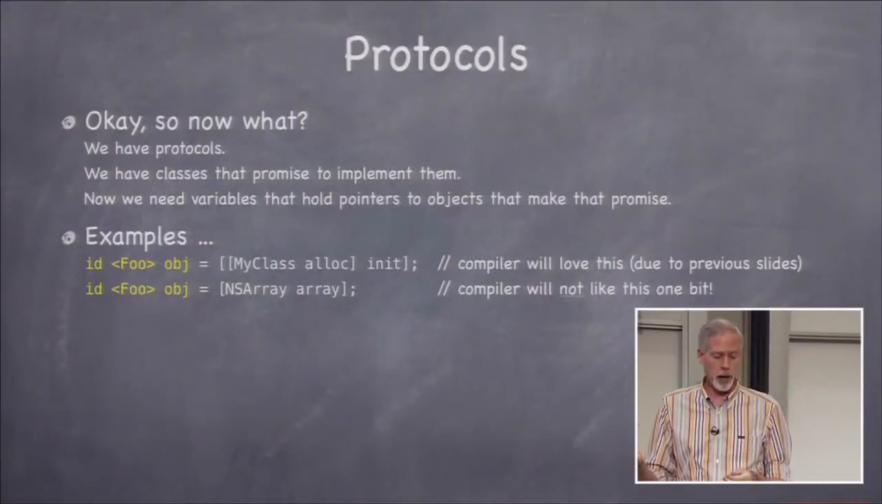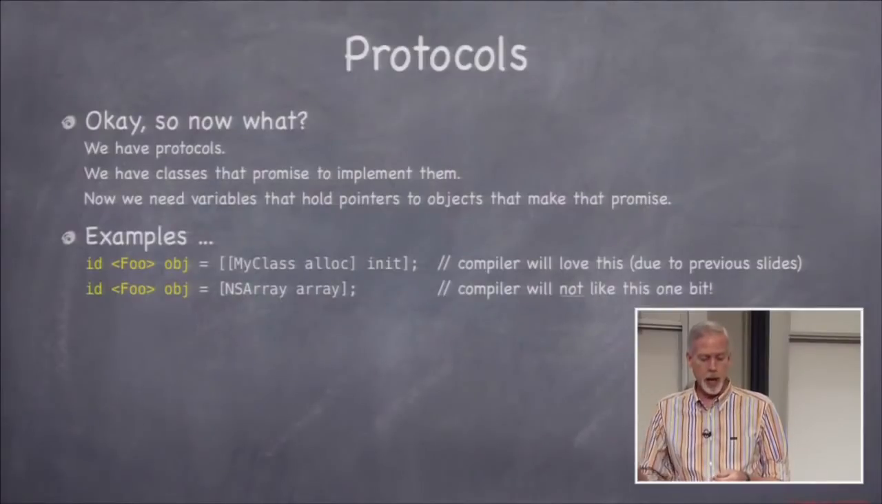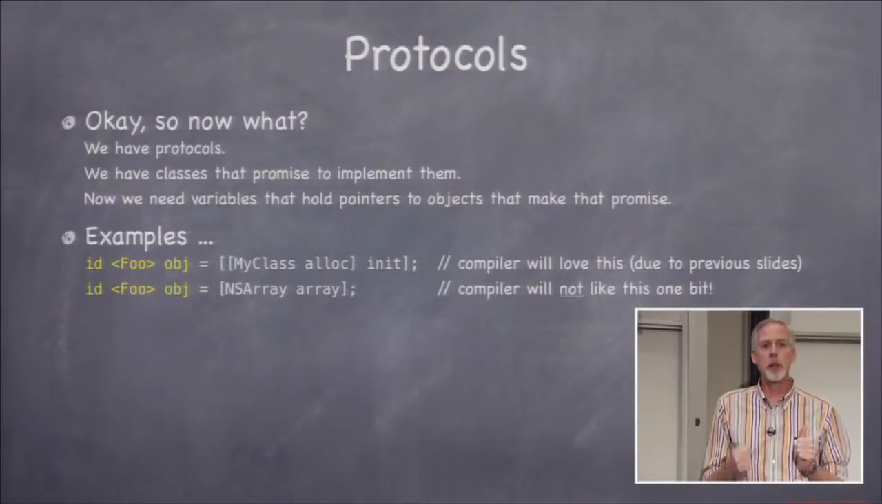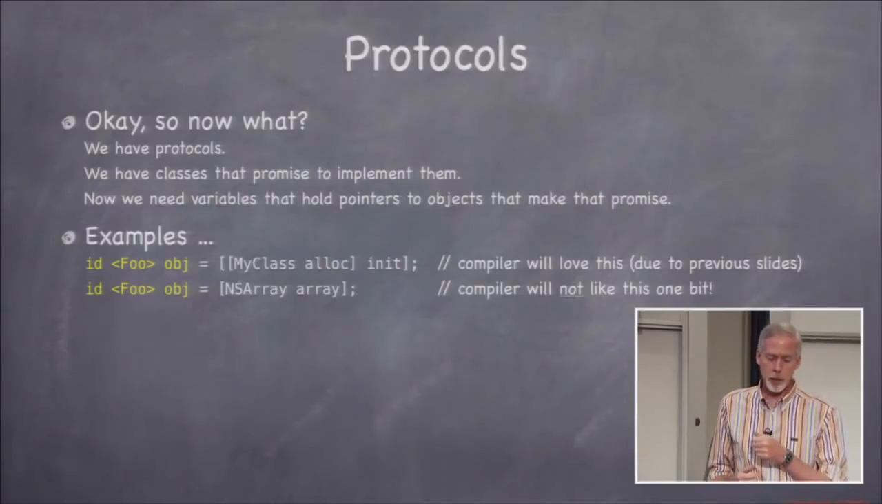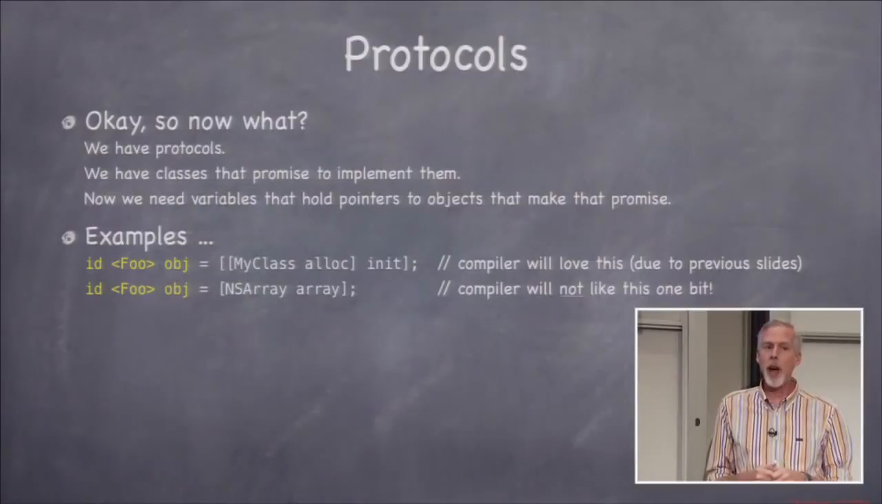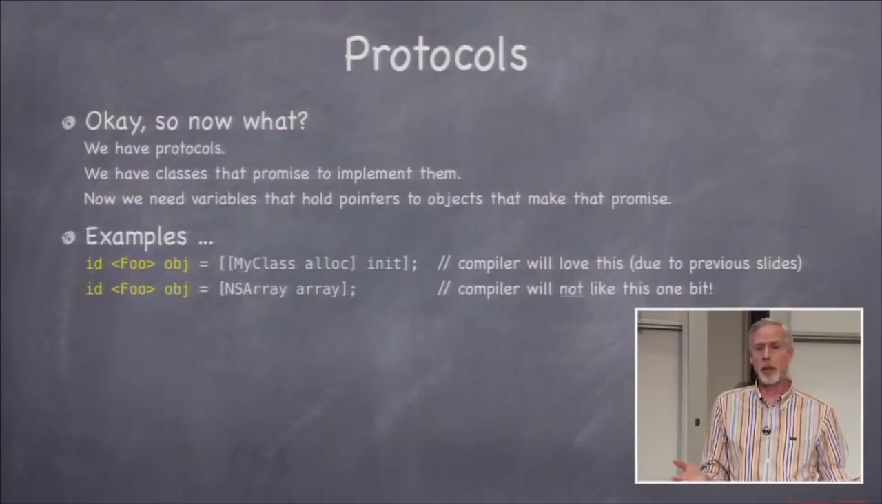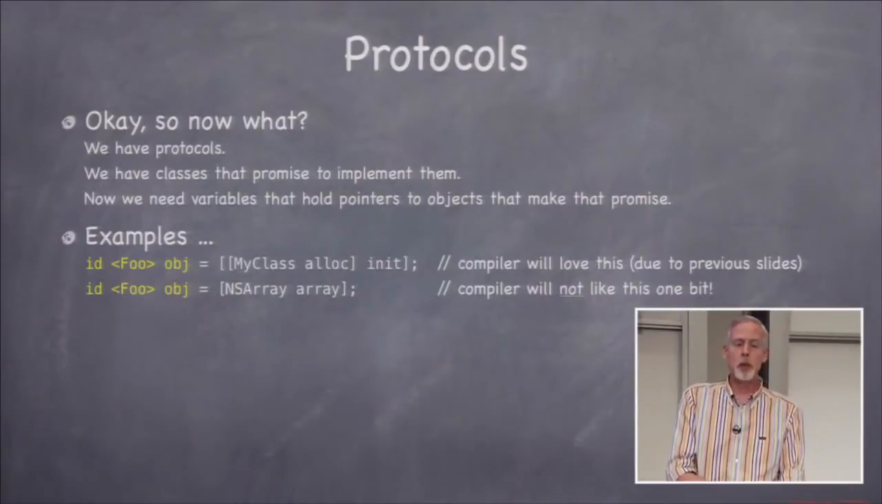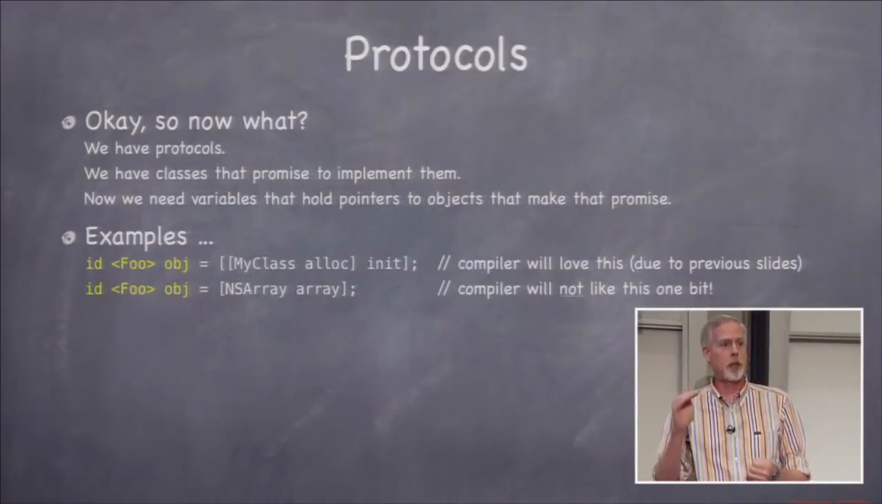So if I say id angle bracket foo obj equals my class alloc init, that looks good because on the previous slide I said that my class promised to implement foo. So the compiler's going to love that. But if I said id foo obj equals an NSArray, the compiler's not going to like that because arrays clearly don't implement the protocol foo. They don't implement those methods. So the compiler will warn you if you do this. It'll also warn you if you sign up to do a protocol, you promise to do something, and you don't implement the methods that are required. So it'll warn you both coming and going.